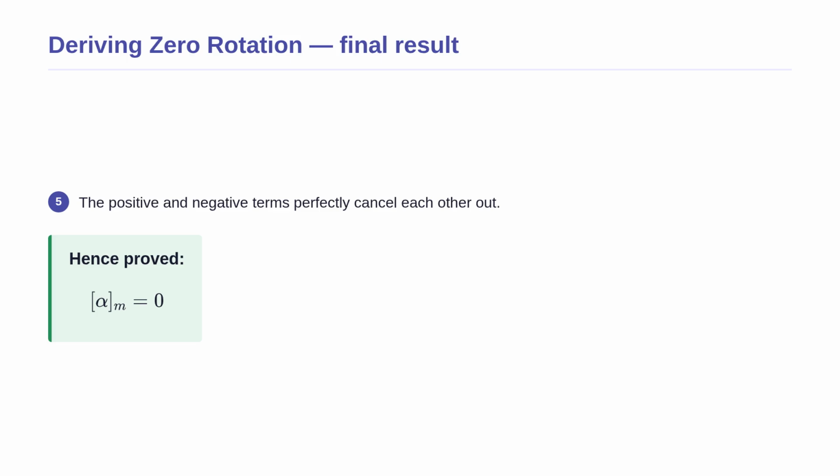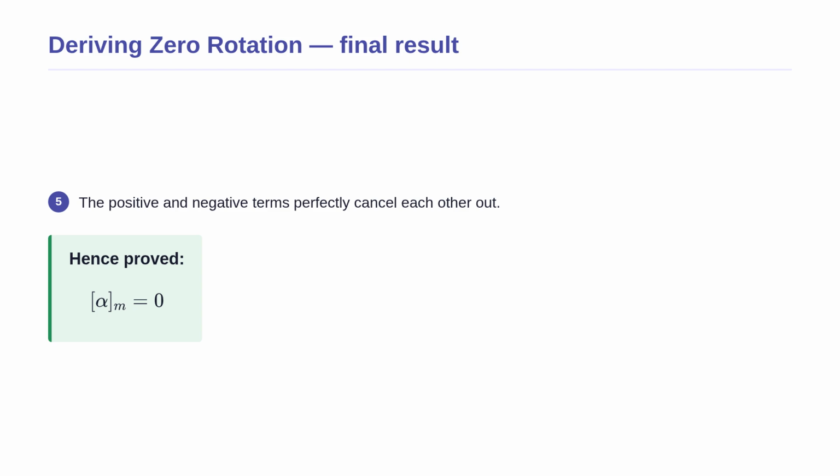Continuing with our derivation, we can now see the final result taking shape. We have a positive term and an identical negative term in our equation. When we add them together, the positive and negative terms perfectly cancel each other out. This leaves us with a final rotation of exactly 0. This mathematically proves our earlier concept.